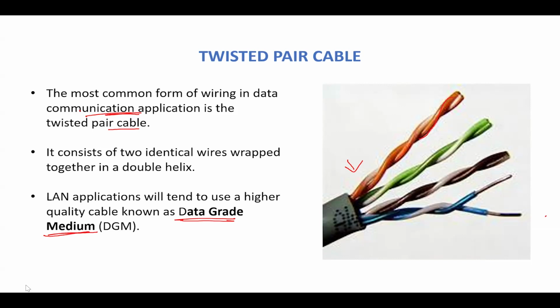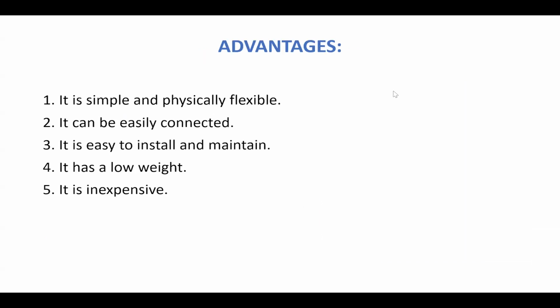Okay, so what are the advantages of twisted pair? It is simple and physically flexible. It can be easily connected. It is easy to install and maintain. It has low weight and it is inexpensive. All these features make it a very commonly used communication channel.